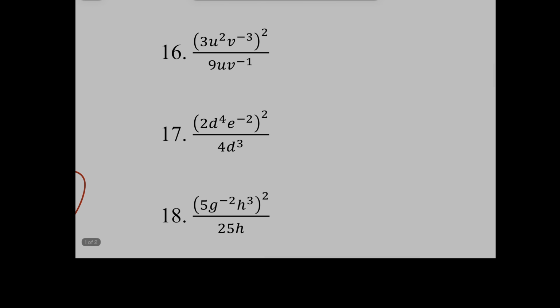Okay, going on to 16. I'm going to square all of these. 3 squared is 9. U to the 2nd squared is u to the 4th. I know it looks like I added them, but I didn't. I multiplied. I'm going to multiply my v's, which is v to the negative 6, over 9u v to the negative 1. I'm going to kill my 9's there if you don't mind.